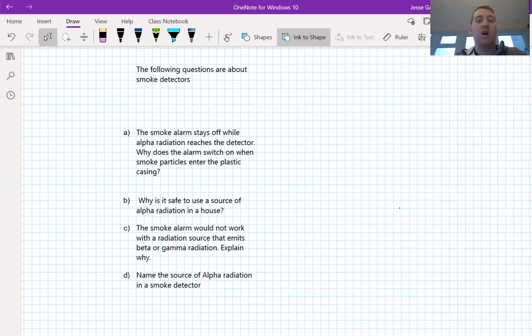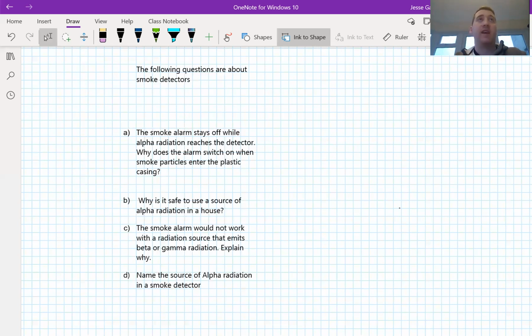So the smoke alarm stays off while alpha radiation reaches the detector. Why does the alarm switch on when smoke particles enter the plastic casing? Okay, so hopefully here you mentioned something about the alpha particles cannot penetrate the smoke particles. So the alpha radiation is blocked or cannot penetrate the smoke particles. So they are blocked.